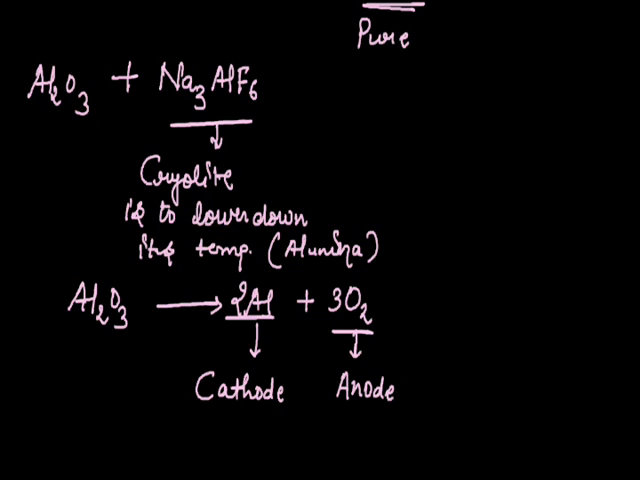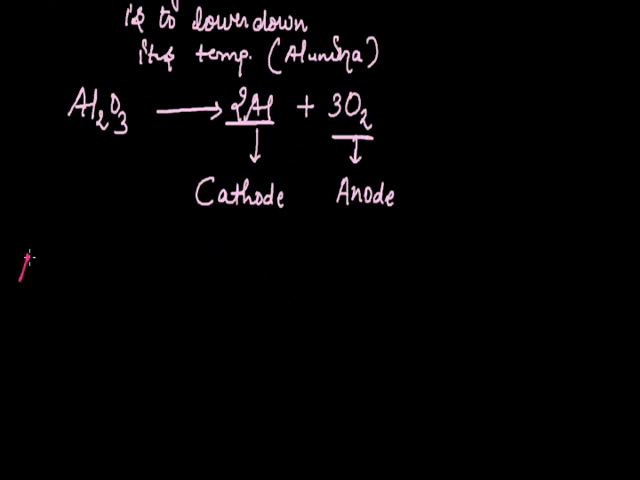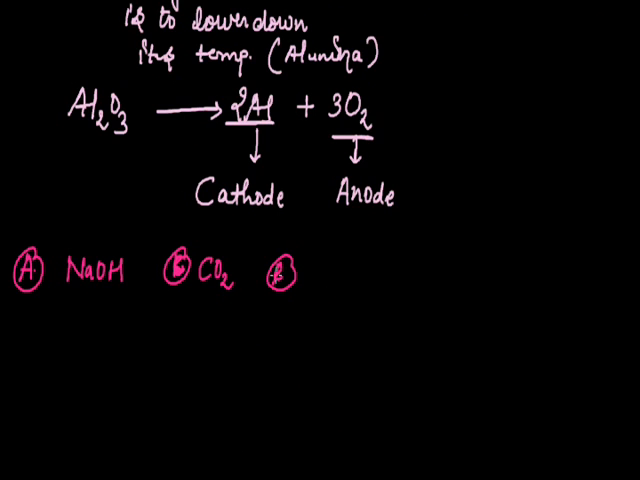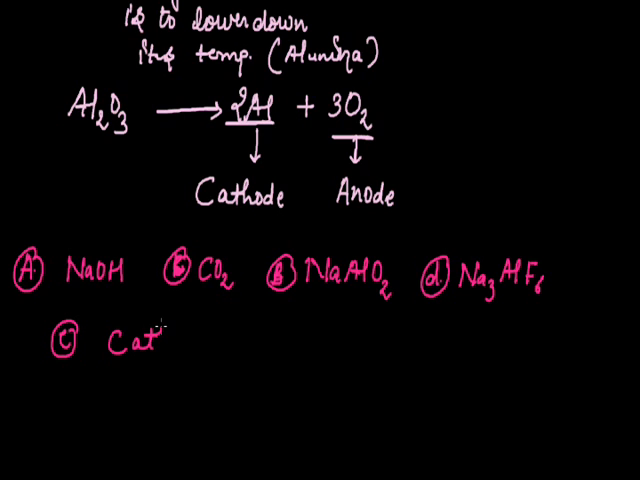So in the above equation we will wind up, what is A? A is NaOH. What is B? B is CO2. What will be C? C is NaAlO2. What will be D? D will be Na3AlF6, that is cryolite. And what will be the option B? Deposition at the cathode. Now we'll see the next question.